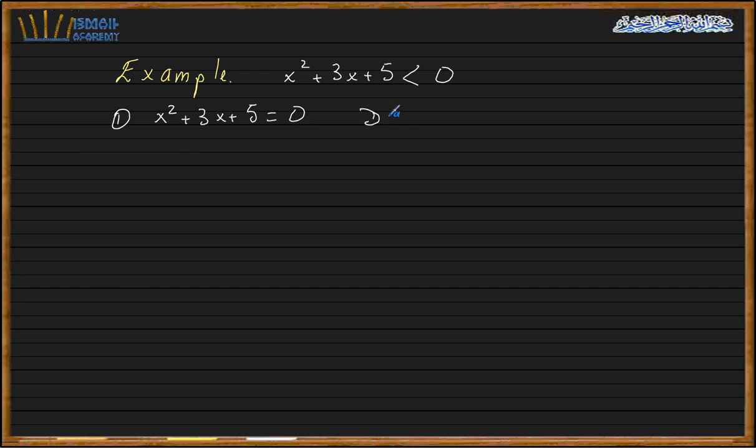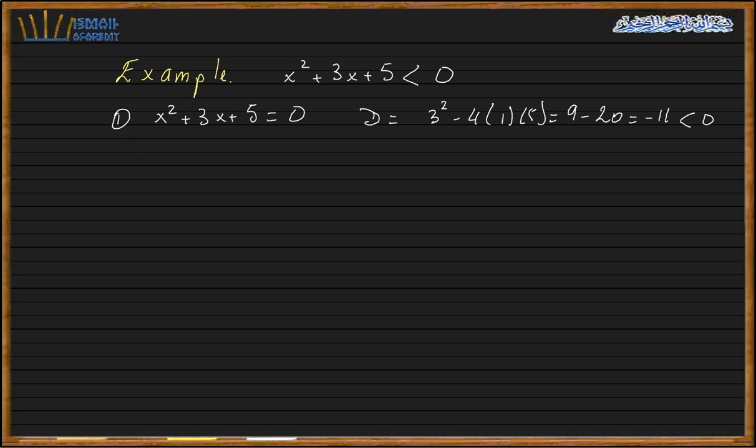So I'm going to look for the discriminant. The discriminant is 3 squared minus 4 times 1 times 5, which is 9 minus 20, which is minus 11, less than 0. So when the discriminant is negative, that means there is no solution. All right, so there is no 0 for that expression.